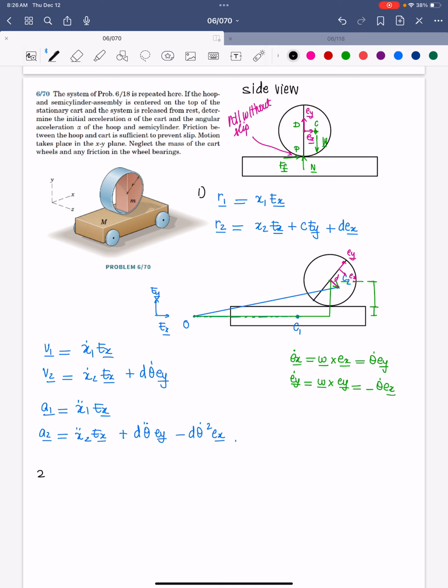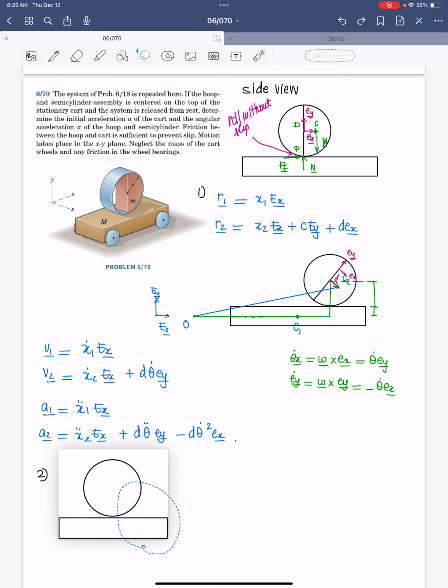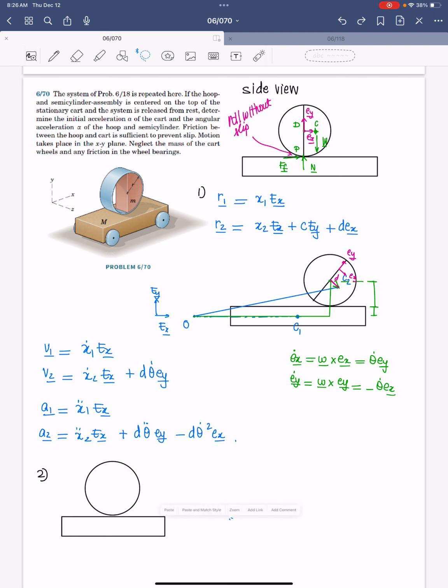The second step is we're going to draw the free body diagram. So here we can consider the two systems combined or each system on its own. Let us do all the possibilities. So the combined system is equal to the cart and the semi-cylinder.